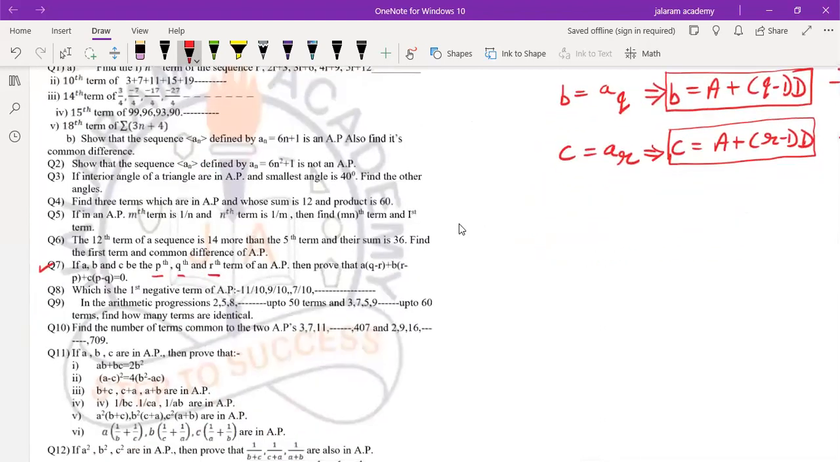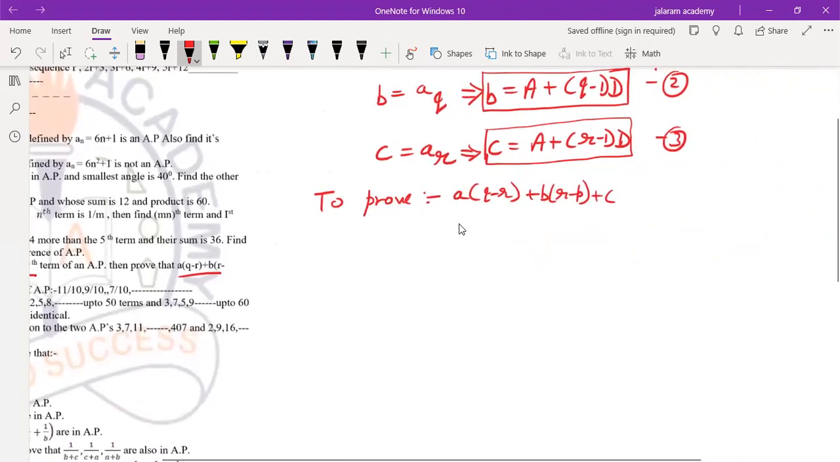Now we have to prove A into Q minus R plus B into R minus P plus C into P minus Q equals to 0.